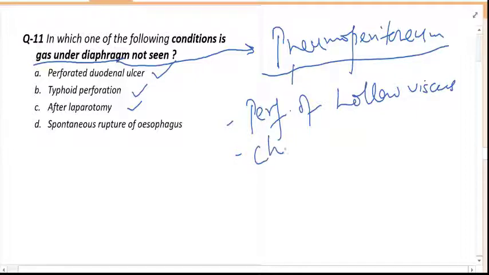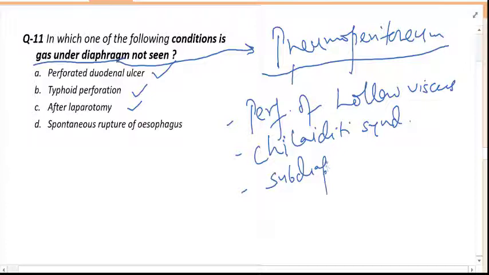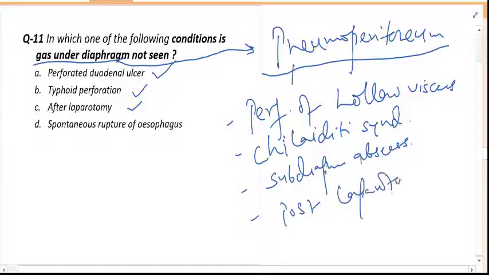One cause of pneumoperitoneum or gas under diaphragm is Chilaiditi syndrome, in which the colon comes between the diaphragm and the liver. So if you take the X-ray, you will find a gas under diaphragm-like picture. Subdiaphragmatic abscess, which is caused by gas-forming organism. Post-laparotomy or post-hysteroscopy.